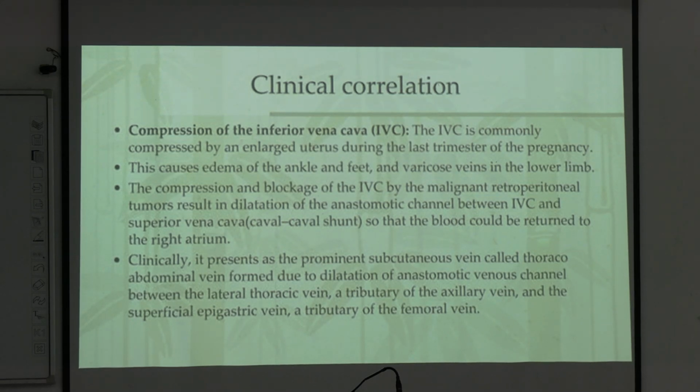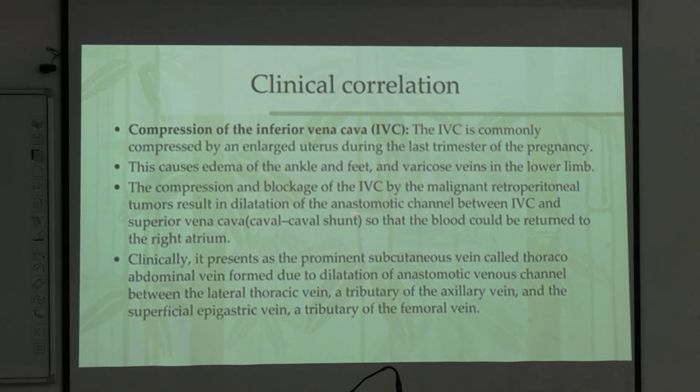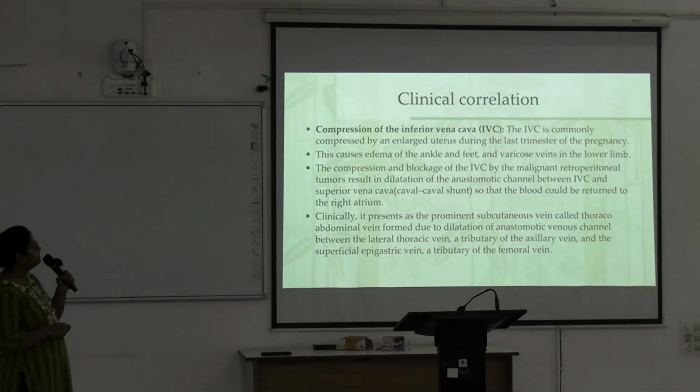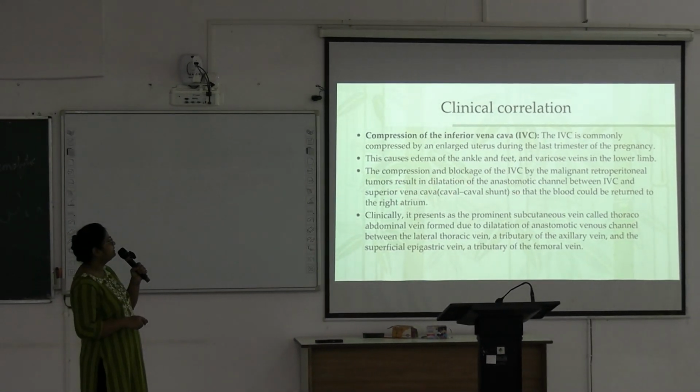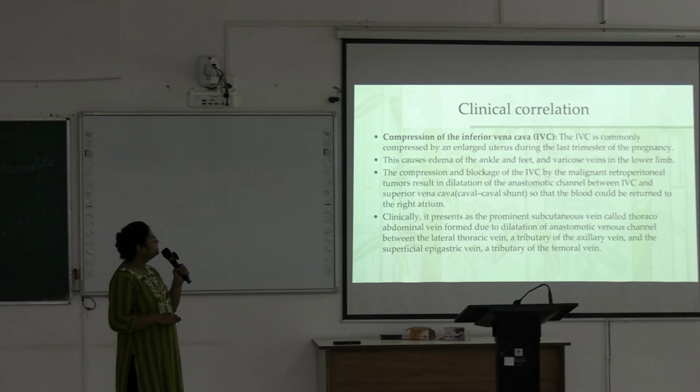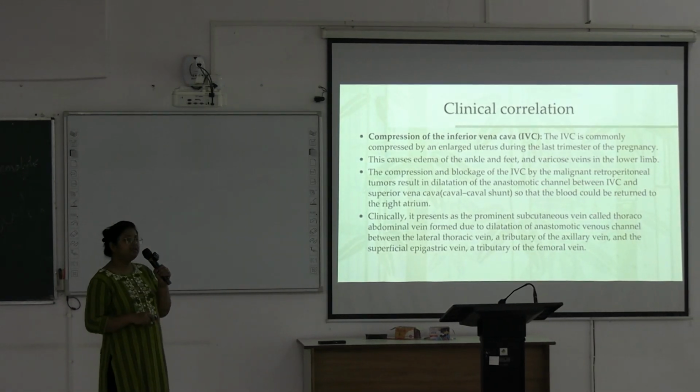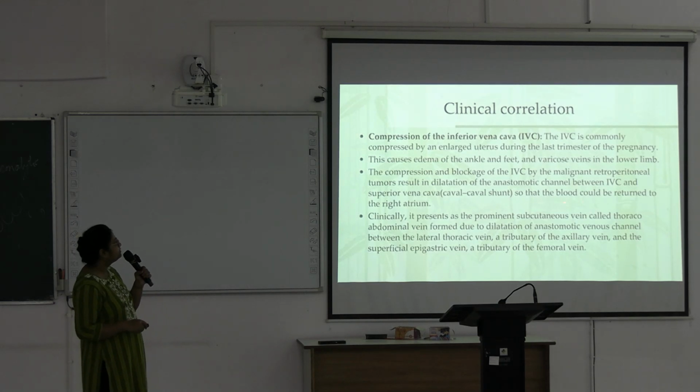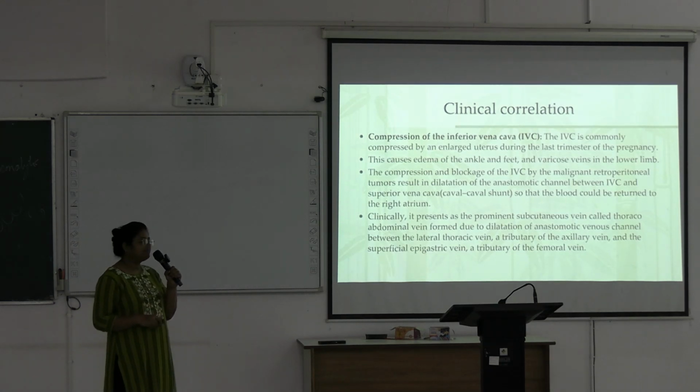The inferior vena cava is commonly compressed by an enlarged uterus during the last trimester of pregnancy, and this causes edema of the ankle and feet and varicose veins in the lower limb. Okay, and the compression and blockage of the inferior vena cava by malignant retroperitoneal tumors result in dilatation of the anastomotic channels between the inferior vena cava and superior vena cava. That is known as caval shunt, so that the blood could be returned to the right atrium.